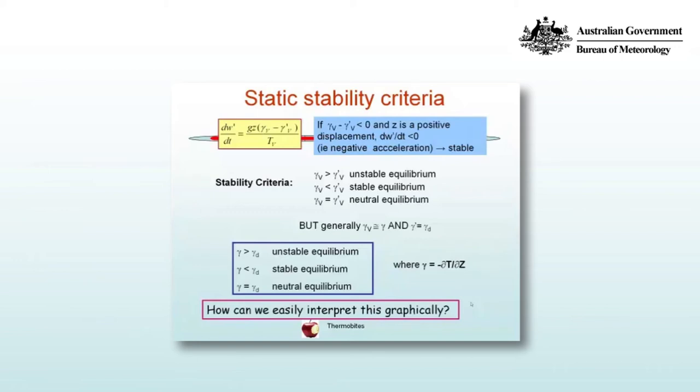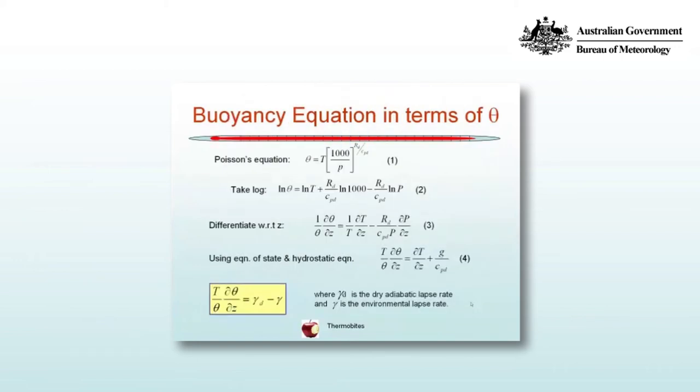So can we easily interpret this graphically? Well, yes we can, but we need to go through a little bit of maths in order to do that. Stop the video anytime you need to and show for yourself that the equations on the screen follow. Firstly, take Poisson's equation for potential temperature and take the log of both sides, and it gives you equation 2. Then, differentiate with respect to z, and the term involving only constants disappears.